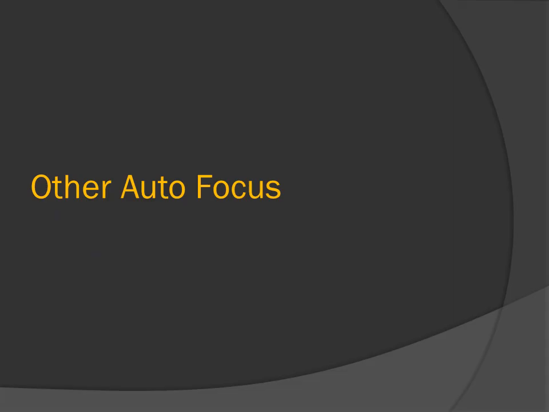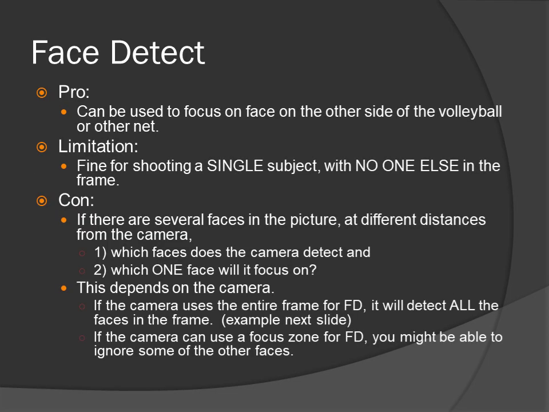Other autofocus: face detect. Pros and cons. Pro: it can be used to focus on the face on the other side of the volleyball or other net. Limitation: it is fine for shooting a single subject with no one else in the frame. Con: if there are several faces in the picture at different distances from the camera, one, which face does the camera detect, and two, which one face will it focus on? This depends on the camera.